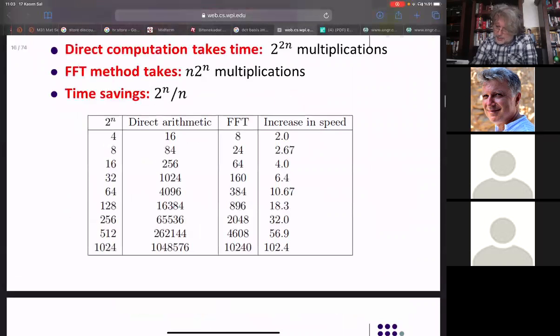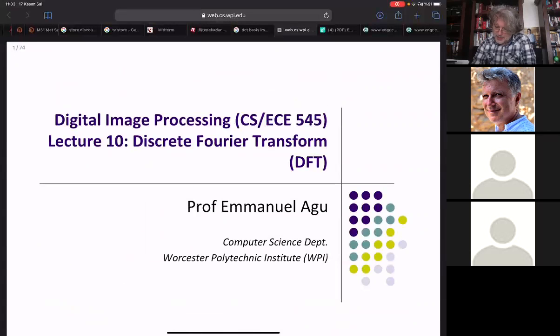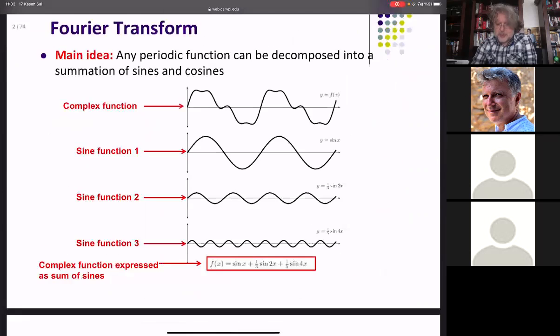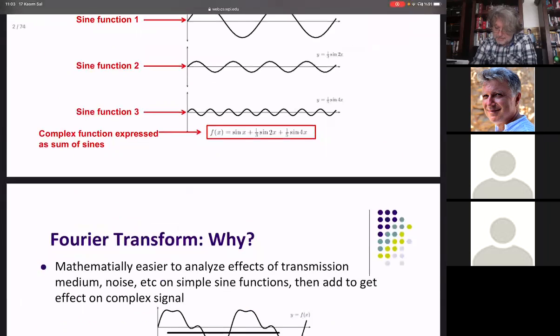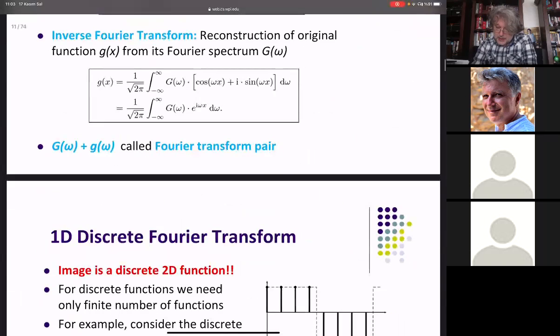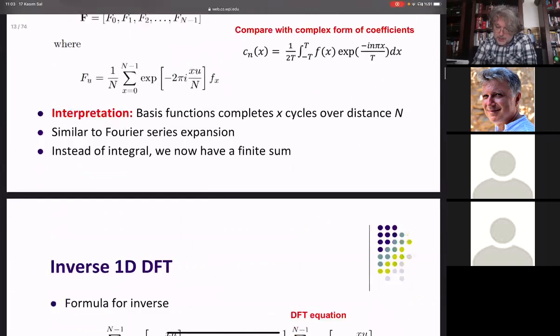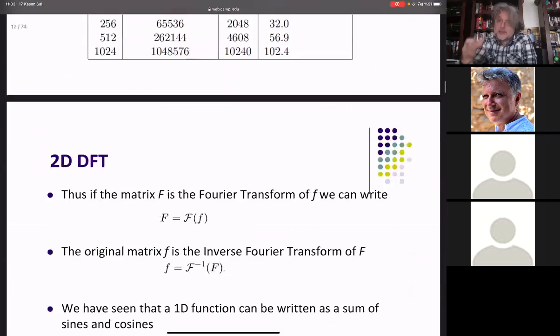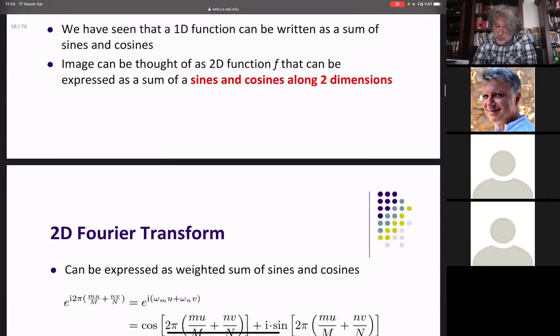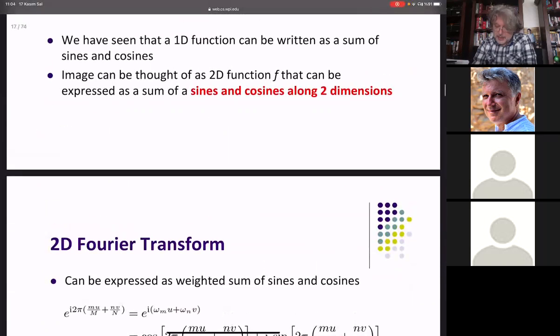So let me indicate whose these are. These are from Worcester Polytechnic Institute, Emmanuel Agu, and he seems to have some nice illustrations and a good presentation of the topic of the discrete Fourier transform and its extension to two dimensions. It starts with the normal discrete Fourier transform, DFT, and it continues with the two-dimensional DFT.